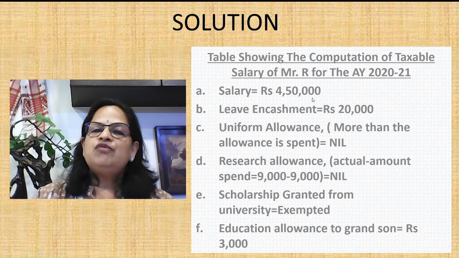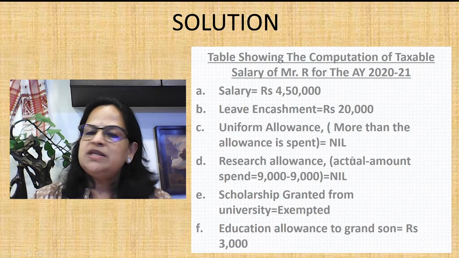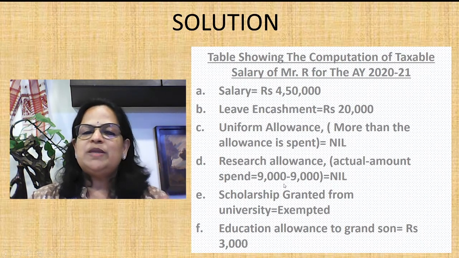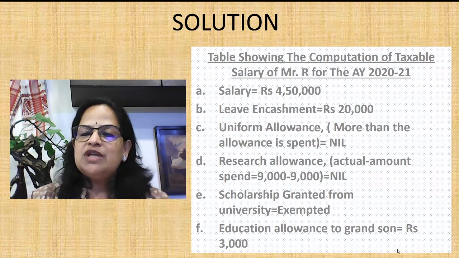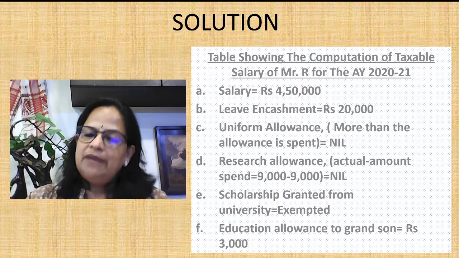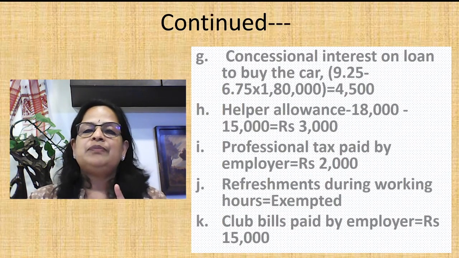Now the table showing the computation of taxable salary of Mr. R. Salary 4,50,000. Now leave encashment, fully taxable. Uniform allowance: more than the allowance was spent, so it will not be taxable. Research allowance, actual minus amount spent. Full amount he had spent, not taxable. Scholarship granted by the university, exempted. Education allowance to grandson, fully taxable. Own children only it's allowed. Not for grandson, taxable.